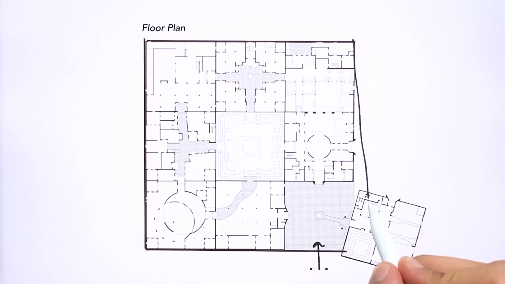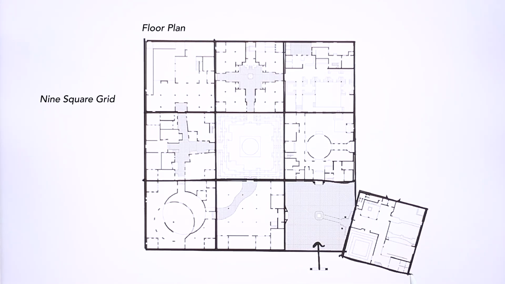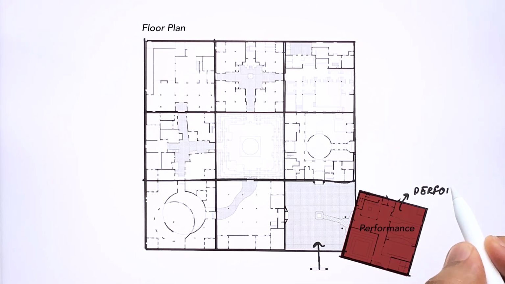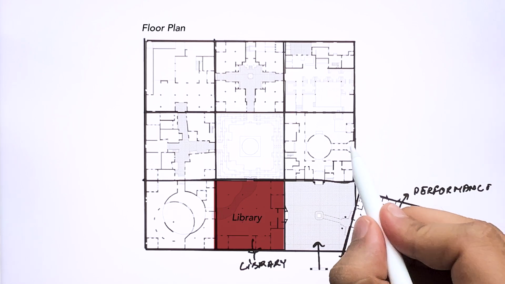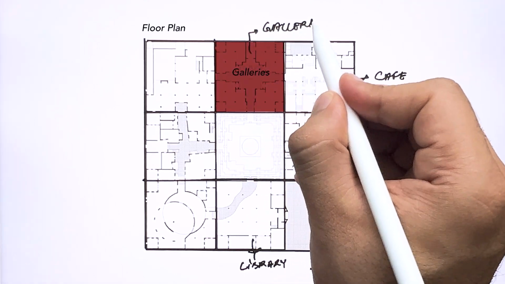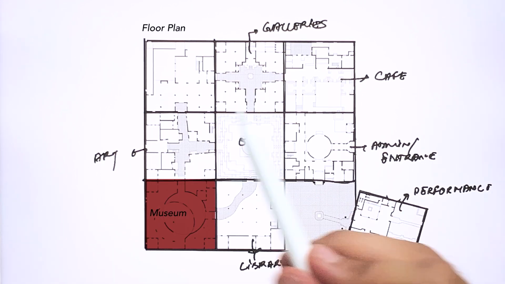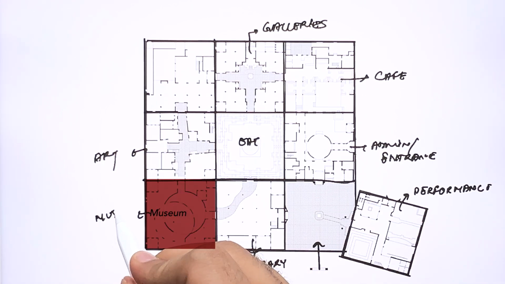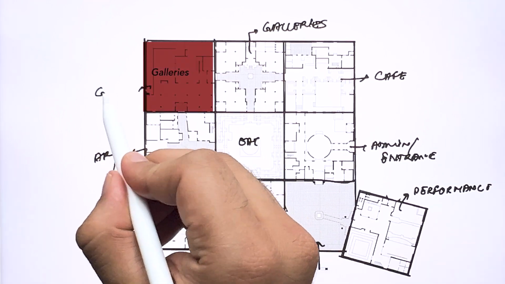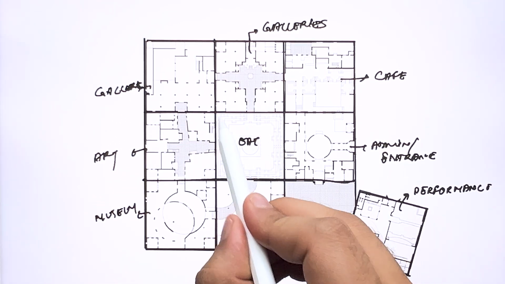This layout follows a 9 square grid with each block serving its own distinct function. Here is the breakdown. This block is designated for the performances and this one is for the library. This is the entrance and the administrative area, and these are the galleries, whereas the central one is the open air theatre dedicated to the arts. This section is allocated for the museum, and these blocks contain the additional galleries. Here each block is specifically tailored to fulfill its function.